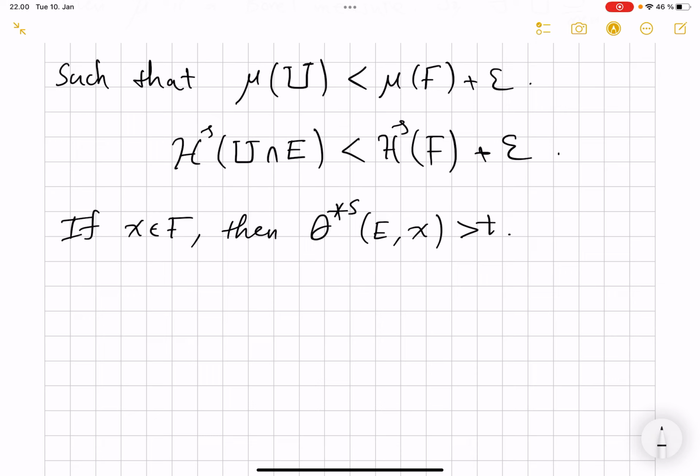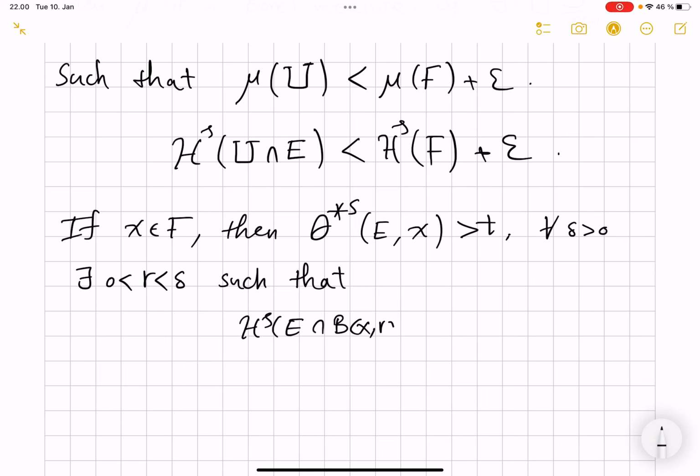This is a lim sup. Lim sup being bigger than T means that for every delta positive, at arbitrarily small scales, there are radii R such that HS of E intersected with B(X,R) divided by omega S R to the S is bigger than T.